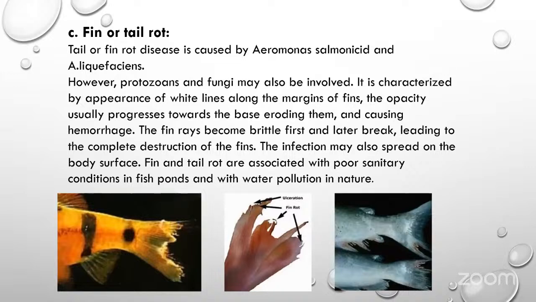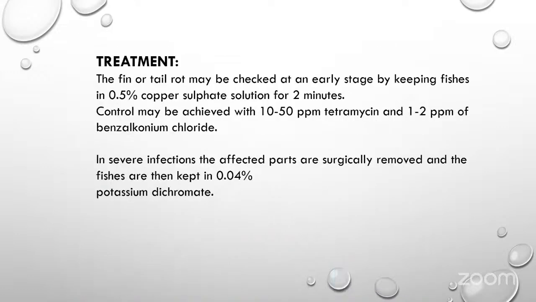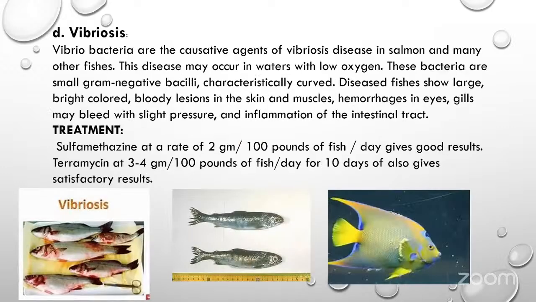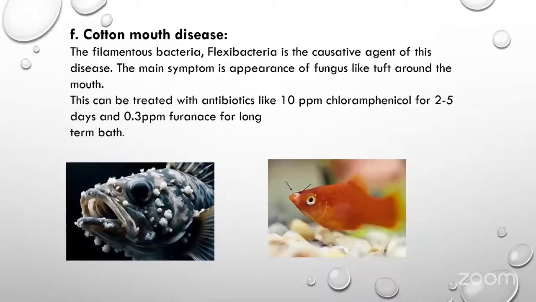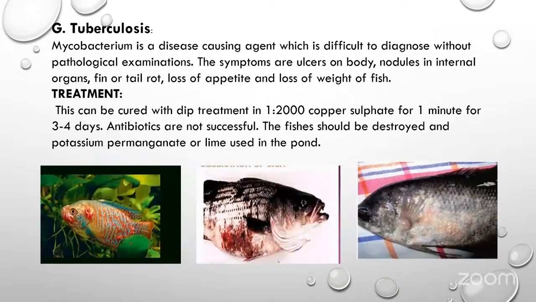This is fin or tail rot disease. You can see symptoms, causative organism, and the type of treatment that we can give. Then vibriosis, the causative organism, the symptoms, and the type of treatment that we give. This is dropsy disease, the causative organism, the symptoms, and the type of treatment. Cottonmouth disease, symptoms, and the treatment that we give. Tuberculosis, causative organism, symptoms, and the treatment.